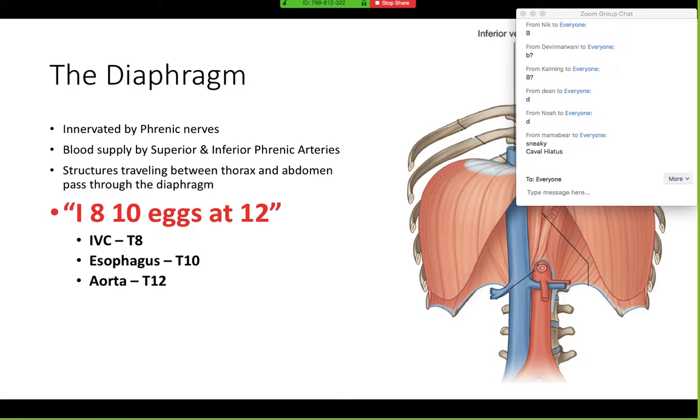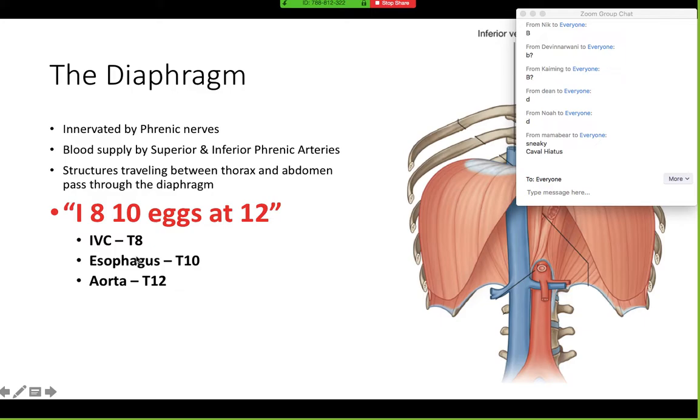And what's running with it? I believe this was in Dr. Dudzik's lecture. So I'm just trying to help you guys make the connections here. Anybody? Okay, so your right phrenic nerve is running with the IVC through the caval hiatus.